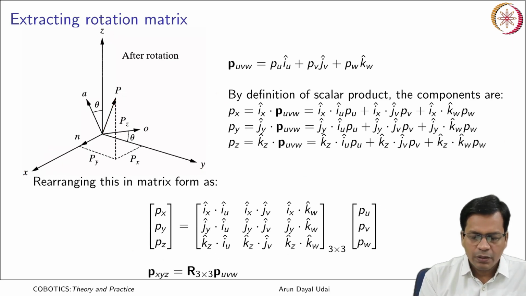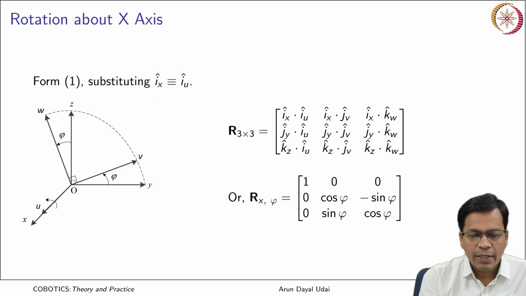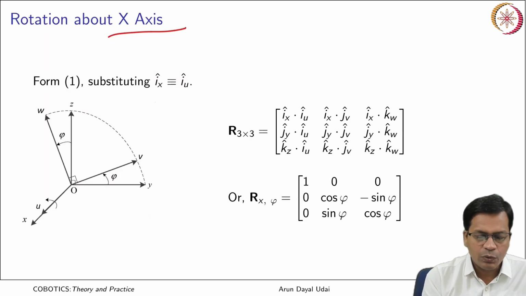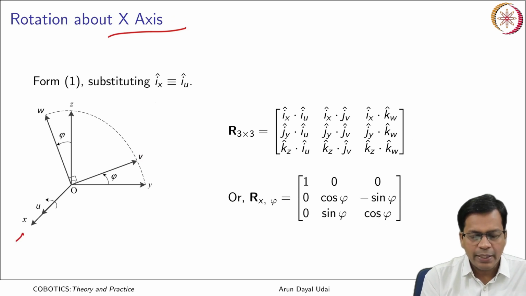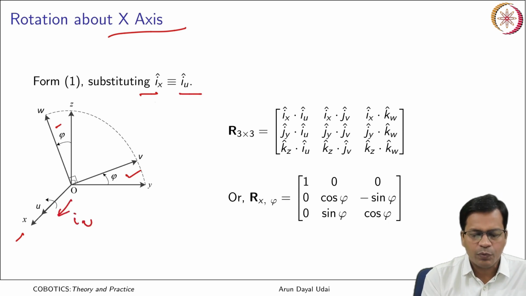So now this becomes my rotation operator. This is my initial point before rotation and this is the point after rotation. Rotation about x axis. How to obtain that? I want to rotate about x axis by an angle psi. So what I will do here, you see Ix is not changing, Ix remains aligned with Iu. So Iu remains wherever it was earlier before rotation. What changes is V and W, that goes off by an angle psi.